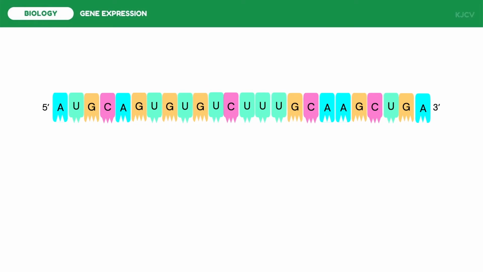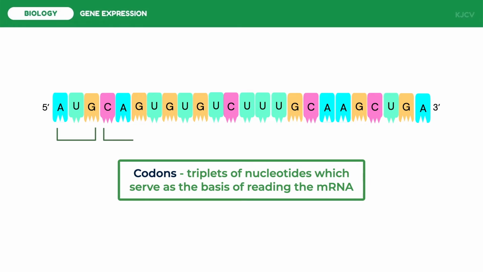During translation, the mRNA is read as a sequence of nucleotide triplets called codons. Each codon specifies an amino acid to be added to the growing polypeptide chain. The mRNA is read in the 5' to 3' direction.